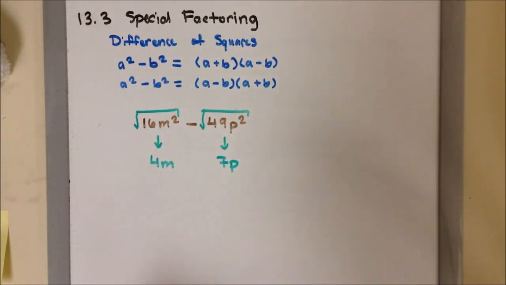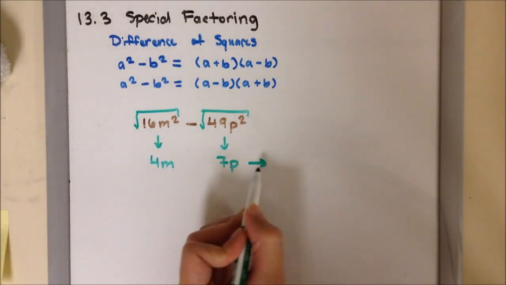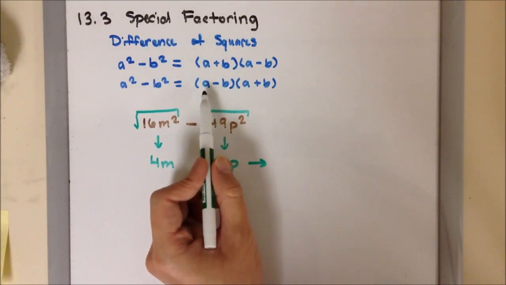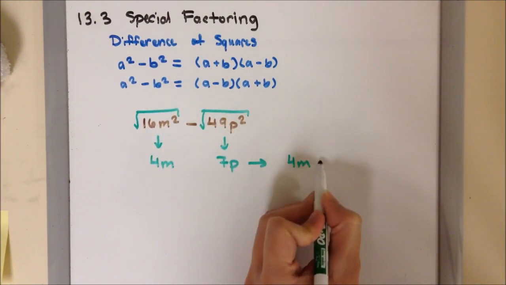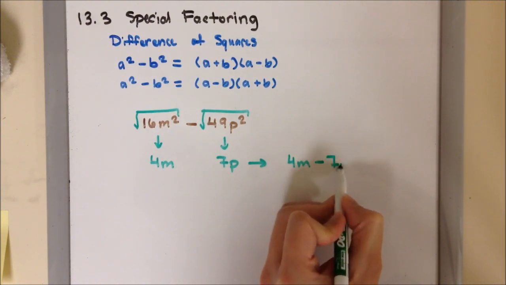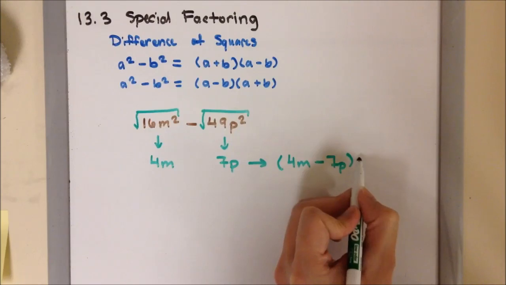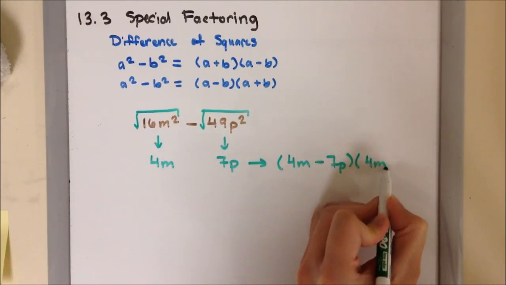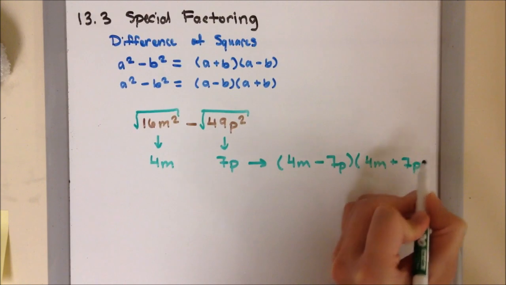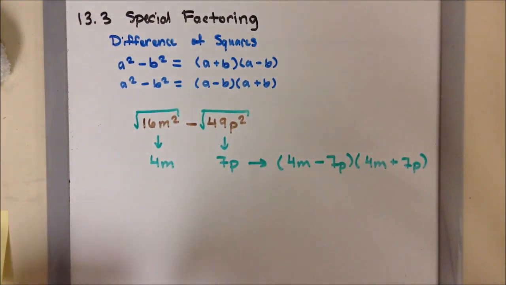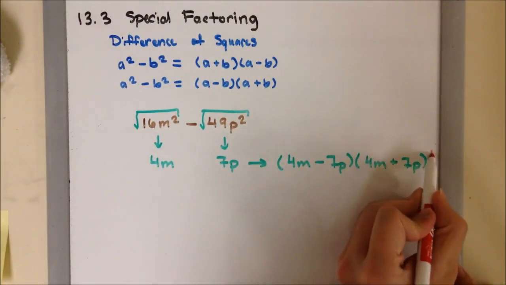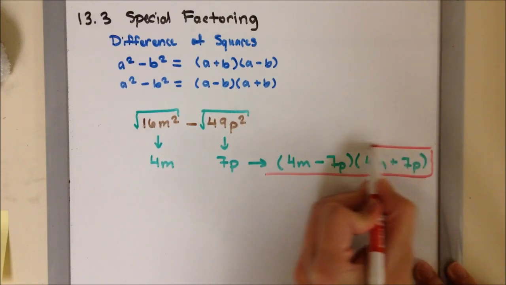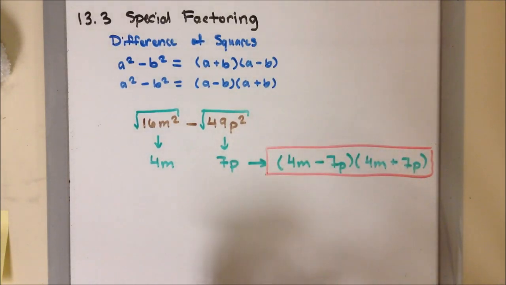So once I find the square root of those two terms, then we're just going to set up our answer. Say I want to write it as a minus b. So my a value is 4m minus my b value, which is 7p. Put it in parentheses. And then my second one is 4m plus 7p. So I follow that format. This is my answer, and I'm pretty much done. So let me box that up. And then here is our final answer. Make sure to follow the order and the form correctly, and you should be fine.